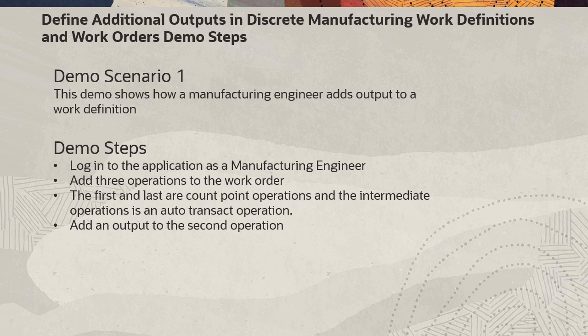Operation 10 has a component. All operations have resources. Operation 20 has an automatic output, which will be completed at the next count operation completion. For this case, the output at operation 20 will be completed during operation completion of operation 30.